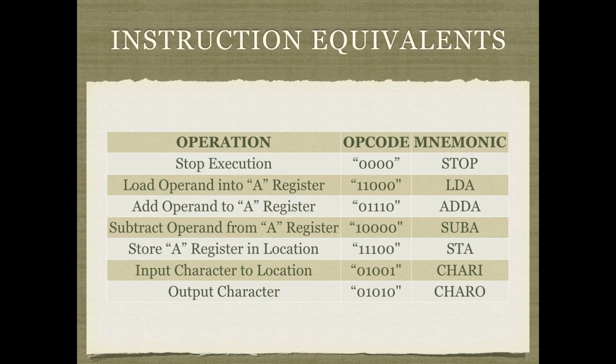So, putting that all together here, stop execution. Again, from Tuesday, we discussed that the opcode for that is 4 zeros. The corresponding mnemonic is simply the word stop. Easy peasy, makes sense. Loading an operand into the A register, adding, subtracting, storing.